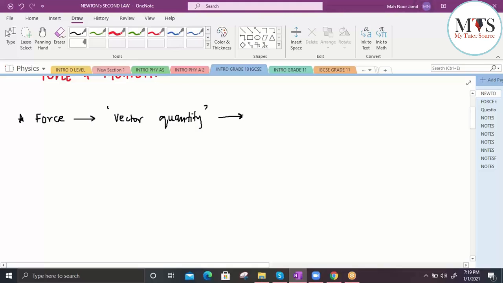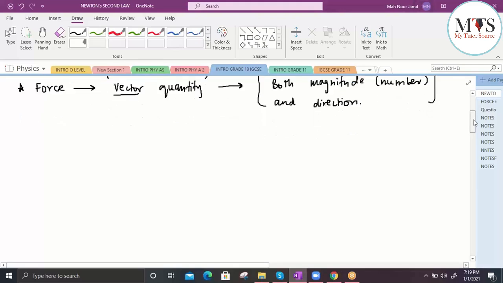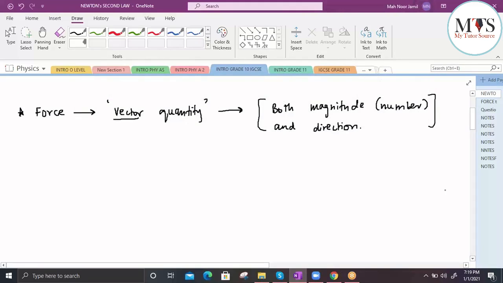It's a good idea that we're going to be using vectors in this, because force we define as a vector. Why? Because it's a quantity that needs both magnitude, meaning a number, and direction. Exactly. Very good. And this makes sense both on paper and even if you think about it conceptually.